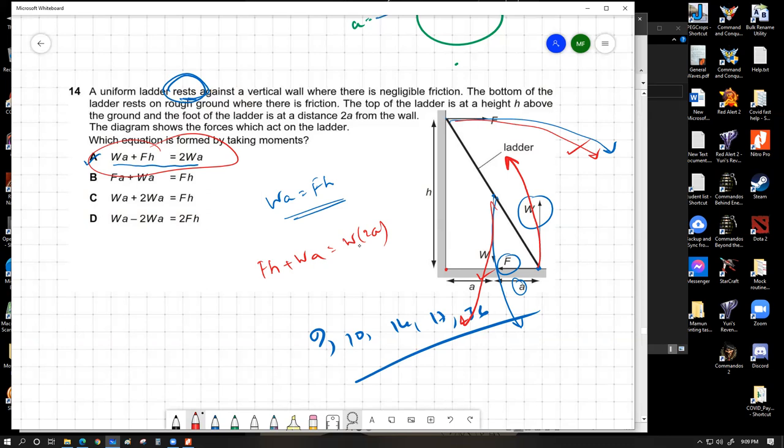I'm always going to go for the point that gives you the simplest calculation, which is basically the point through which multiple forces go through, the cross point of most of the unknown forces. That way, the moments of those forces are automatically obliterated from the equation because the perpendicular distances are zero.